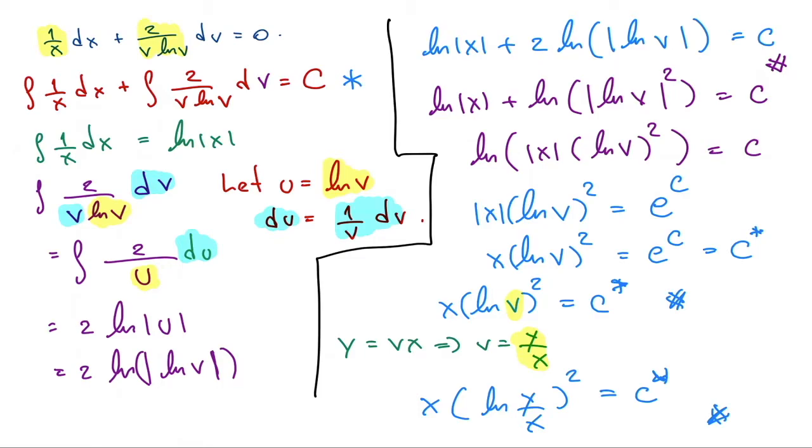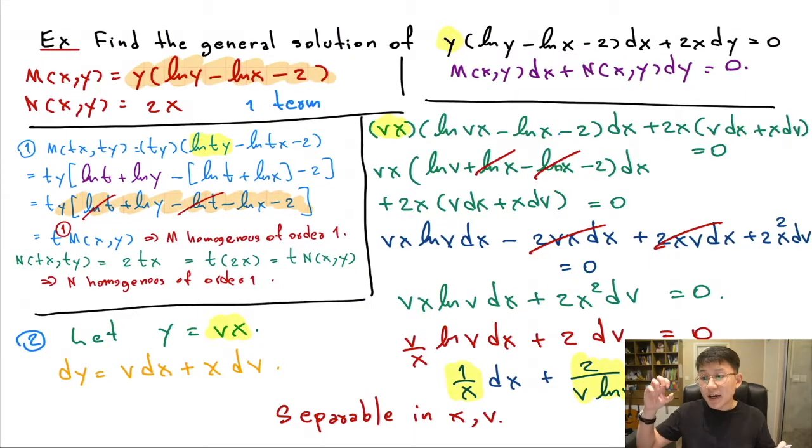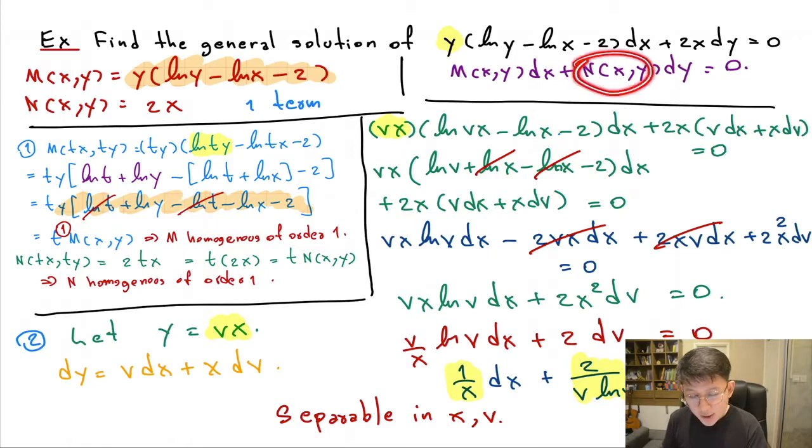So it's as simple as that. Let me recap. First, you get the m and the n here, and you see that they are not separable. So you check whether or not they are homogeneous functions with the same order. And if they are, you can do substitution. You first look at n and m to see which one has fewer terms. Like n here has just one term, but m has 3 terms. So in that case, we will let y be vx, and then we do the substitution.